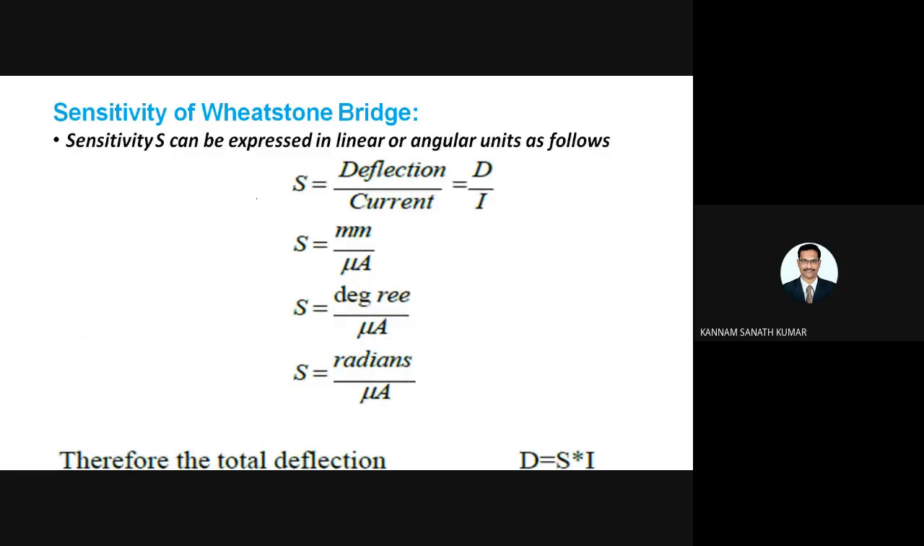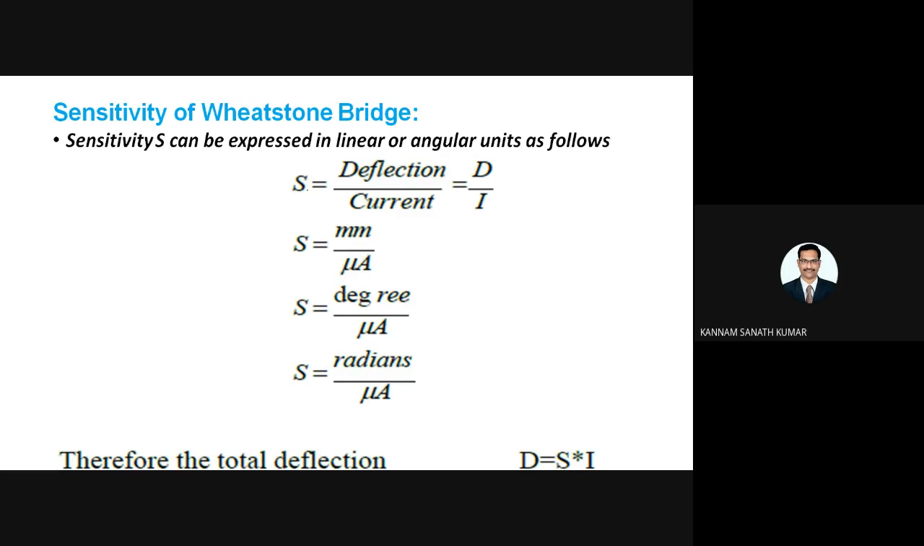So this is the expression for the sensitivity of the Wheatstone bridge: deflection per current. So S equal to D by I. The galvanometer deflection is in terms of millimeter divided by microamps, or we can call it degree, by how many degrees the galvanometer needle pointer is moving. So degree by microampere, or S equal to radians per microampere.